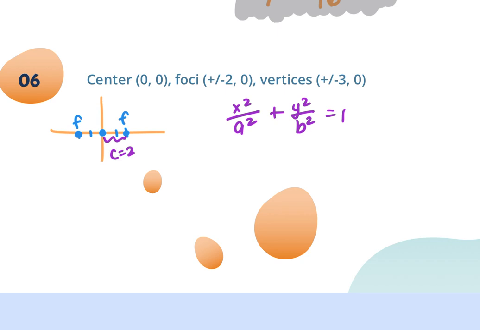Now I still need an a or b, which is where that second piece of information comes from. It says the vertices are positive and negative 3, 0. Vertices would go here and here, which is consistent with a horizontal one. And it also tells you what? If the distance from the 0 to the vertex is 3, what is that? A. A is 3.